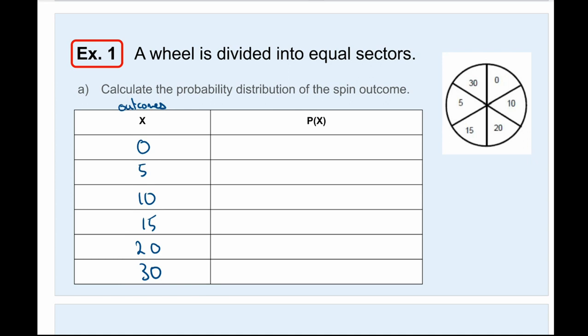Well, looking at my spinner here, each outcome has the same number of spaces, and each space is the same size and shape. So they're all equally likely. So in this case, 1 out of 6, because there's 6 spots, and one of them has 0, one of them has 5, one of them has 10, and so on. And they're all the same. So they all have a 1 in 6 chance of occurring. So probability distribution table, very easy to create for this type of scenario.